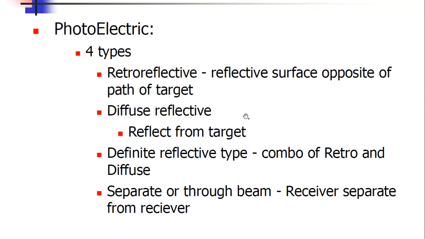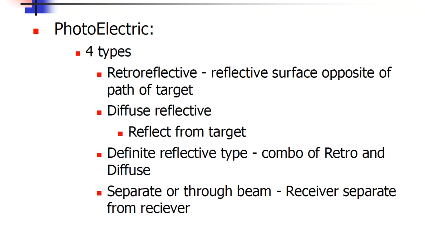For photoelectric sensors, they basically come in 4 different types. One of those is called retroreflective, which means that you have to have a reflective surface on the other side. That's the one that I showed you way earlier in the slides, and there was a reflector with it. So it sends out a beam, and then it hits a reflector and reflects back.